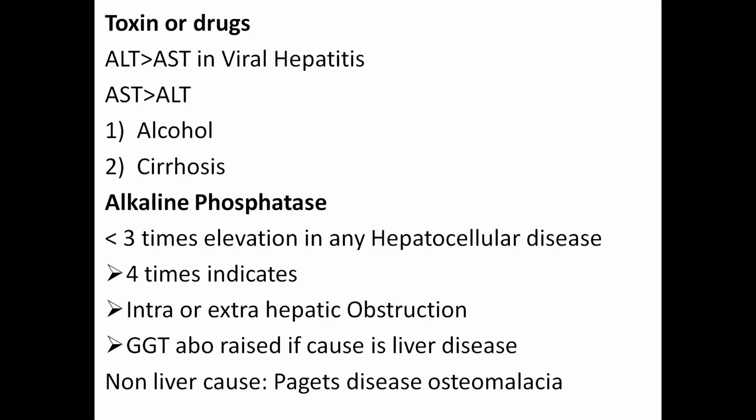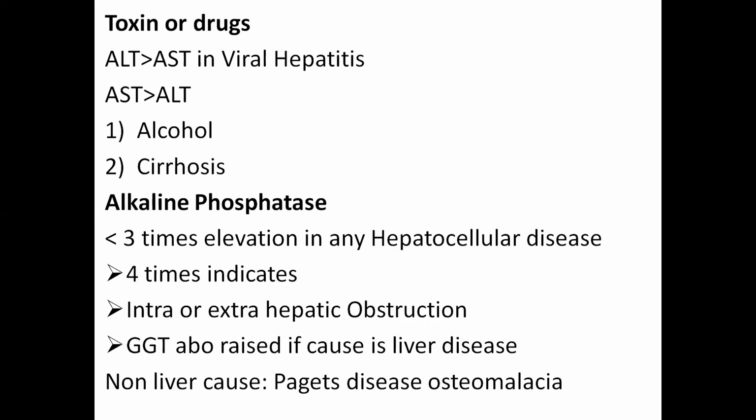The third most important parameter to note in LFT is alkaline phosphatase. Less than 3 times elevation can occur due to any liver disease. That's not specific, for example, viral hepatitis. But more than 4 times increase in alkaline phosphatase shows cholestasis. That may be intrahepatic or extrahepatic cholestasis.